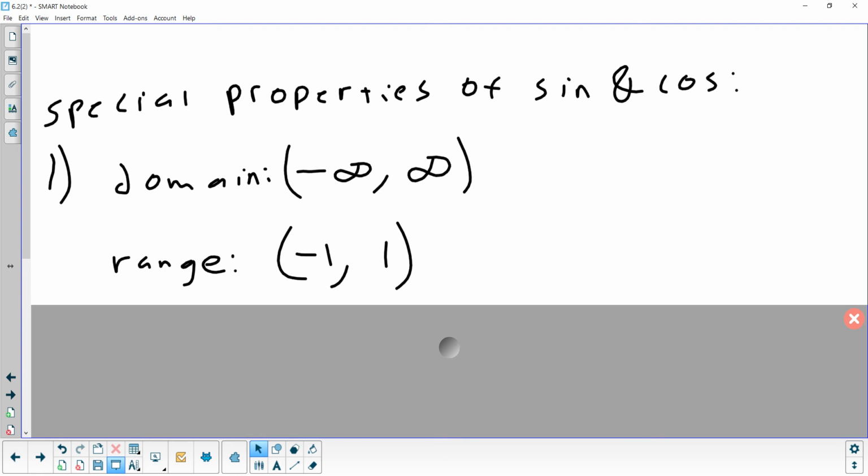Now, if we do transformations, could we ever change the domain? No. The domain is all real numbers. If you shift it right 5 units, it's still all real numbers. So we can't ever affect the domain in sine and cosine. But the range, we could.